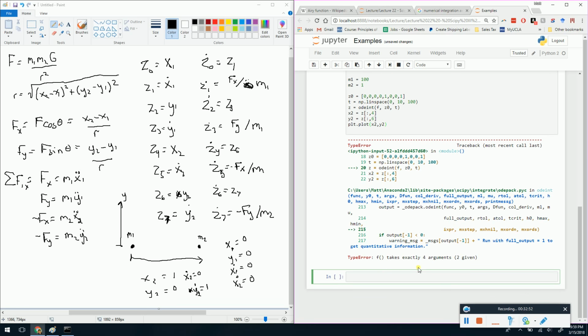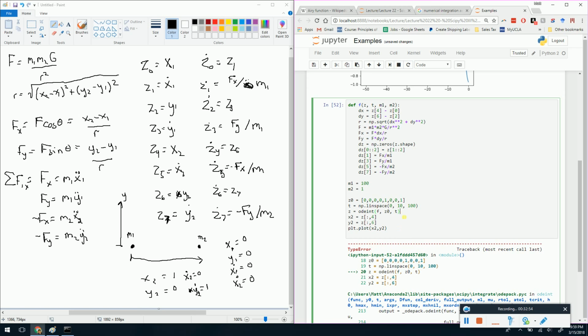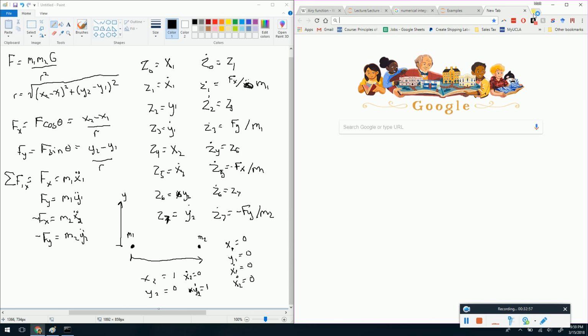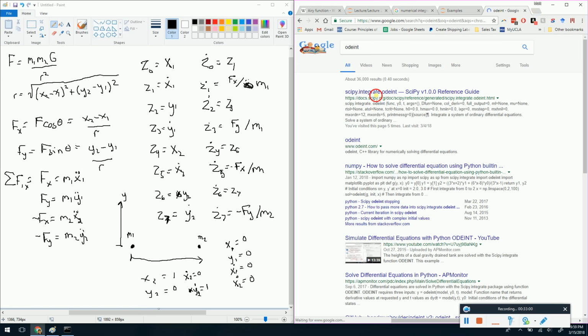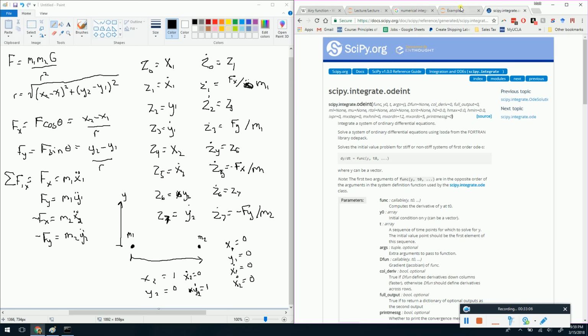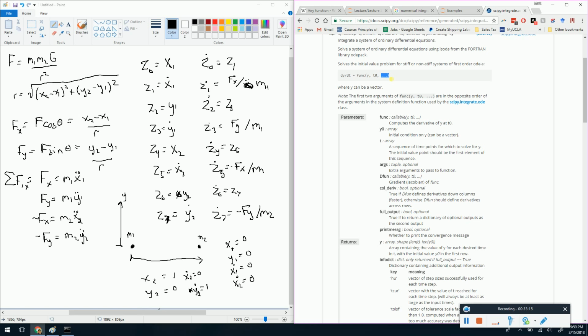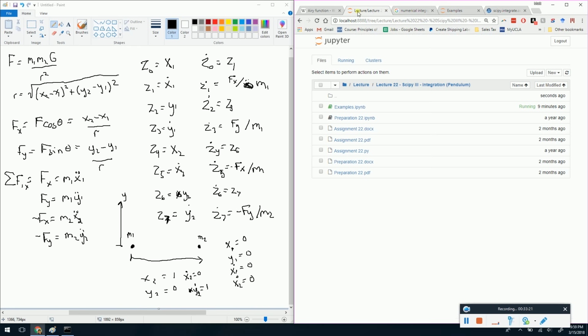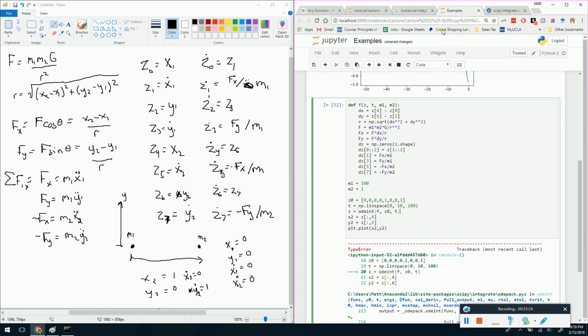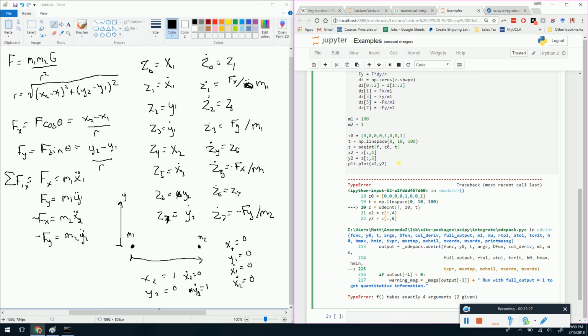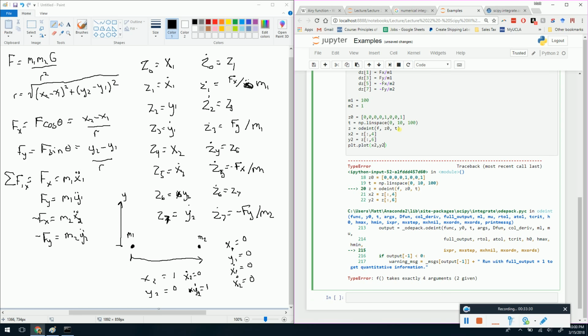All right, got a little issue. F takes exactly 4 arguments, so I never did that. Okay, fine. Let's go ahead and look up how odeint takes in parameters. Args. Okay, I can pass in args. Now, how does it take it? Extra arguments to pass to the function, and I think this means each of the arguments comes in separately. So where's examples? Okay, so I pass in args, gets M1, M2 as a tuple.